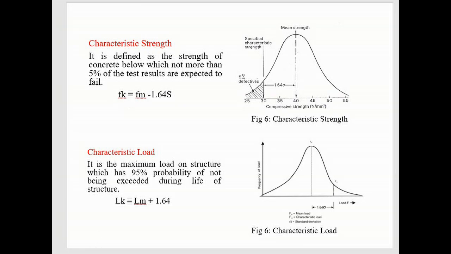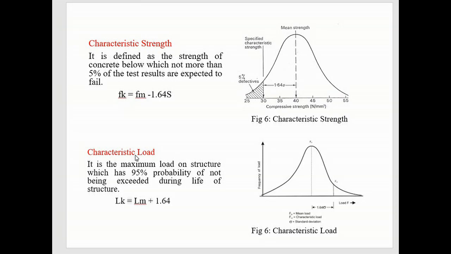Next is characteristic load. It is a maximum load on a structure which has 95% probability of not being exceeded during the life of the structure. Characteristic loads are those that have 95% probability of not being exceeded during service life of the concrete, or the maximum load that the concrete should take during its life.